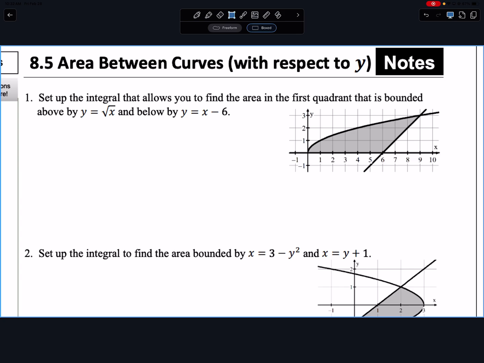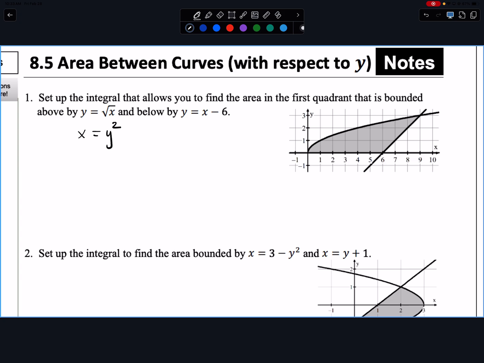All we're going to do is set it up, and then I'll show you how to do this on your calculator. With respect to y, the only issue is, do you see how this is written as y equals? I need this as x equals instead. So you have to solve the equation for x. How do I get x by itself? What do I do to both sides to get rid of the radical? Square both sides. So this is going to be y squared.